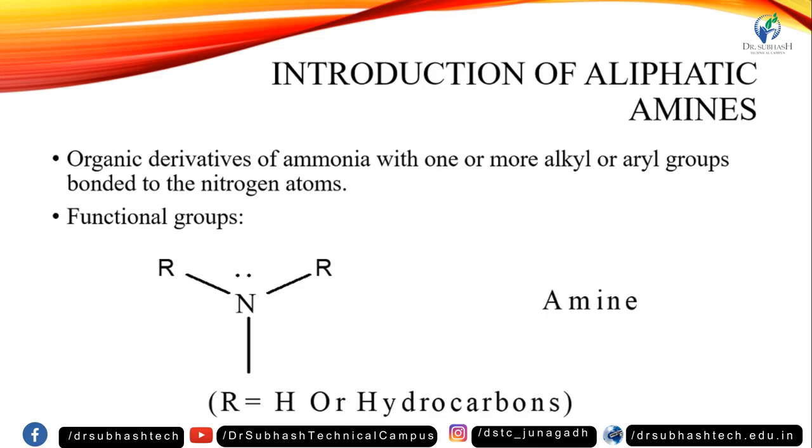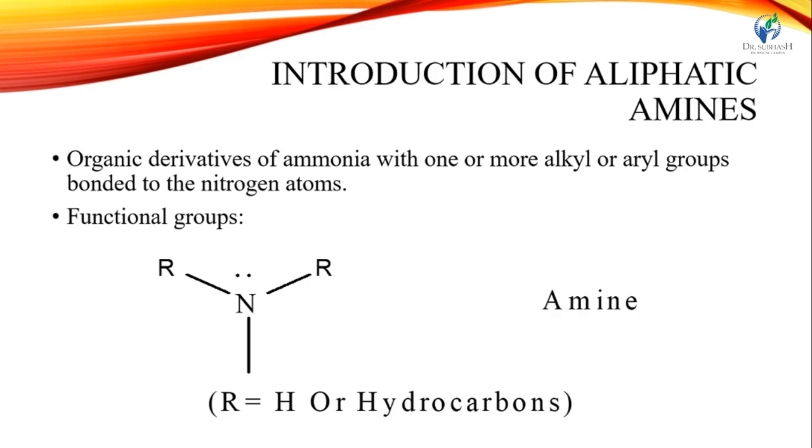First, introduction of the aliphatic amines. They are organic derivatives of ammonia, with one or more alkyl or aryl groups bonded to the nitrogen atom. That's called aliphatic amines, or amines. Remember, not ammonia itself, but a derivative of ammonia.